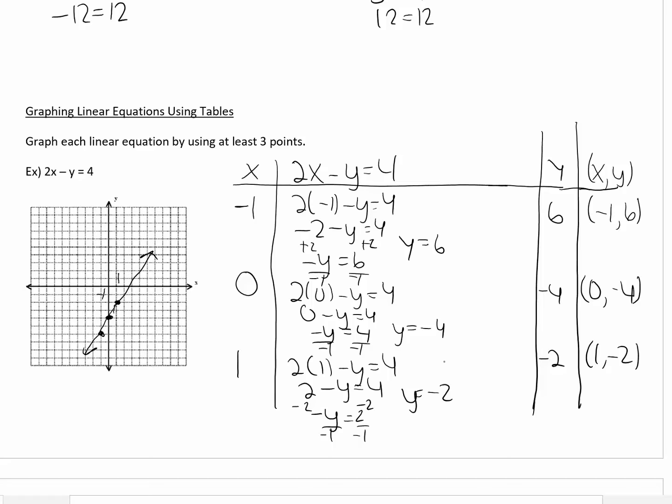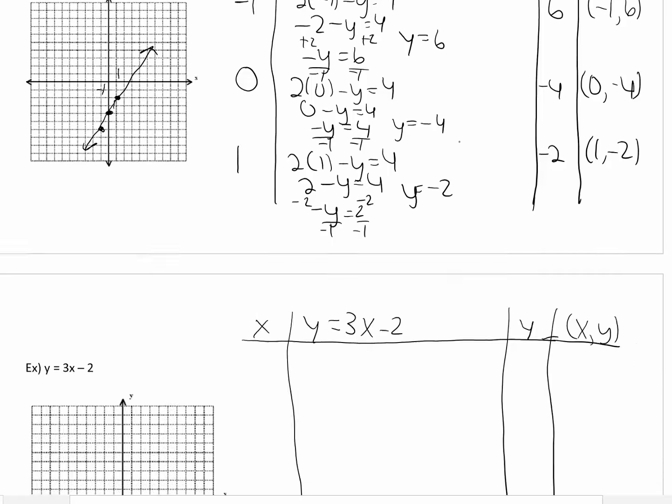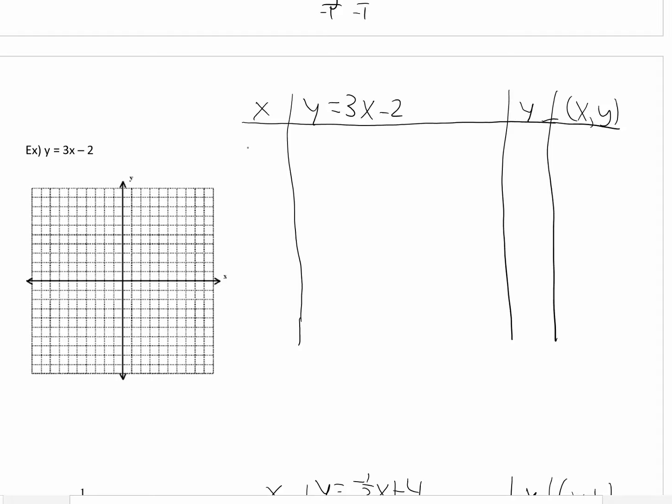Okay, let's do the next example then. I've already set up my table here. Again, what I will do is pick one value of x that's negative, I'll pick one that's 0, and I'll pick one that's positive. Again, you can pick any x values that you want. I just choose to use these values. Plug in. My first ordered pair is negative 1, negative 5.